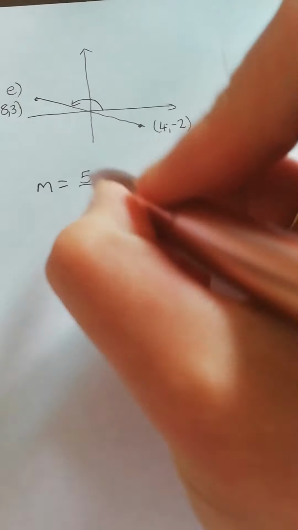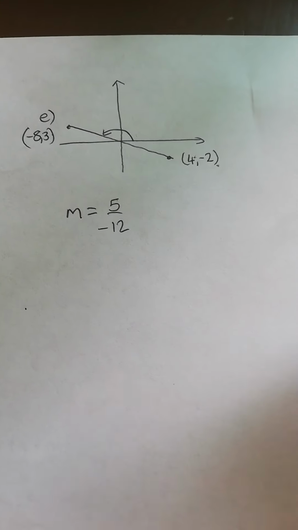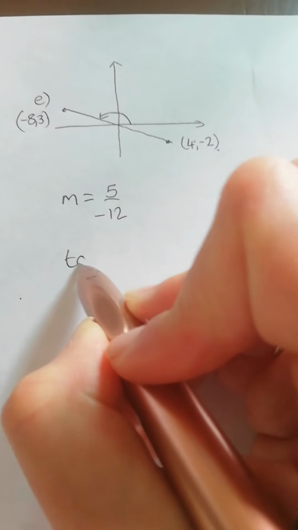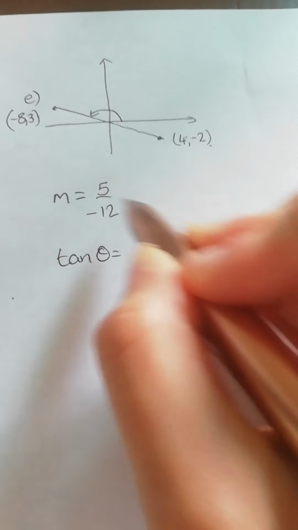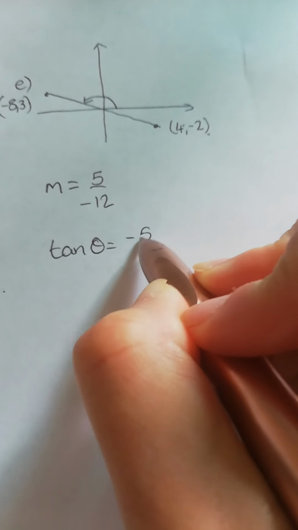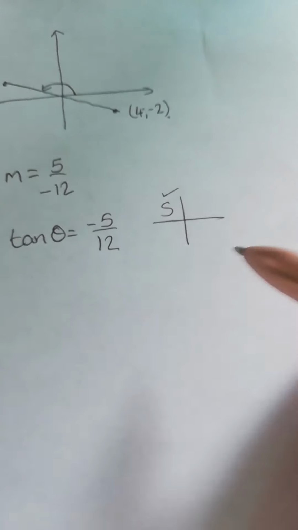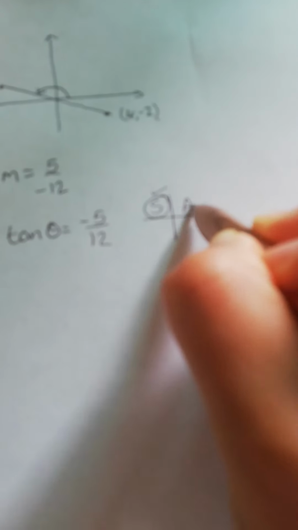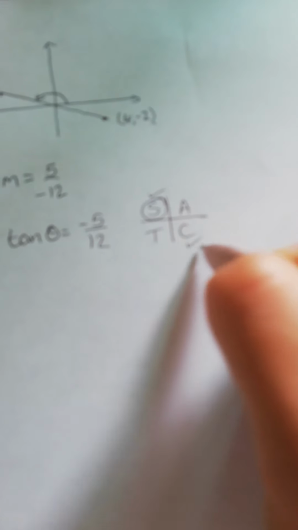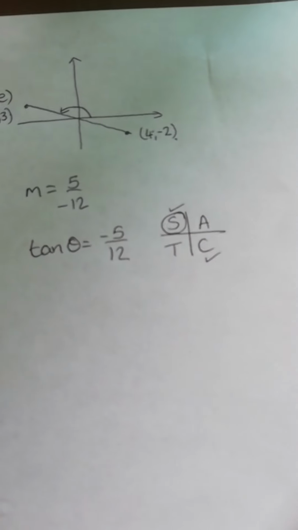y2 minus y1, 3 take away negative 2 is 5. x2 minus x1, negative 12. Awkward number. Okay, 5 over negative 12. From there, we are going to do our same thing. So tan theta is going to be equal to the gradient, which is minus 5 over 12. It's a negative, so our solution is going to come from this second quadrant, because there's no point in using this one, that would give us a reflex angle.